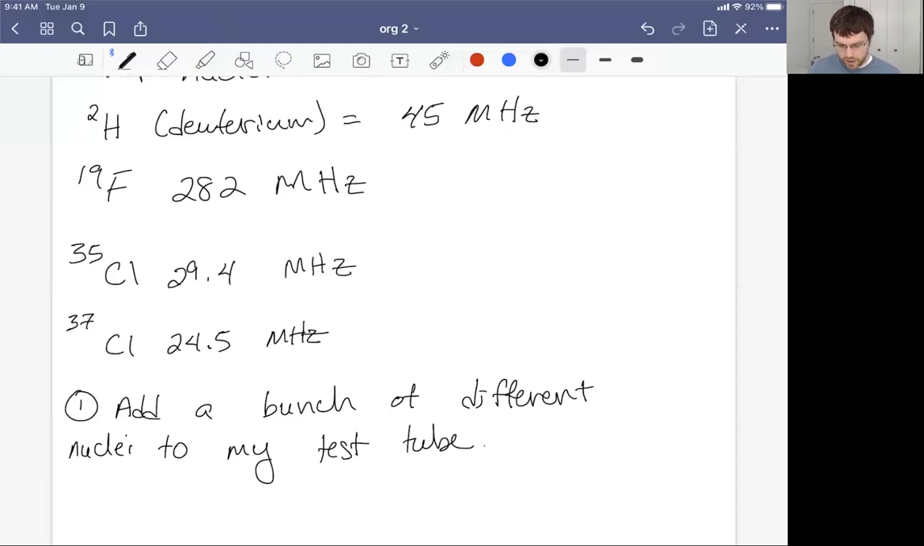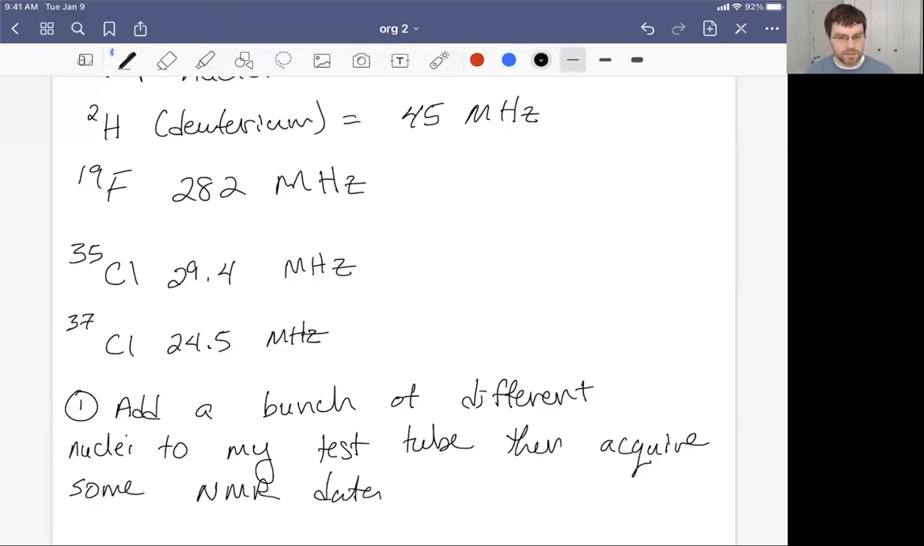Okay, and then acquire some NMR data. This is actually an unusual experiment. Well, I guess it's a common experiment, but what I'm about to set up will be quite unusual. So how are we going to add a bunch of different nuclei to a sample in a test tube?